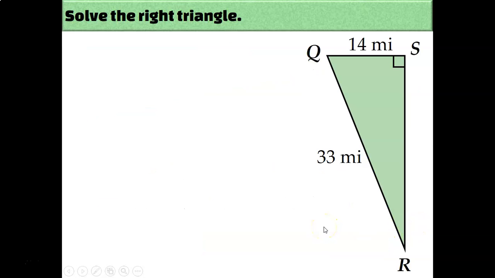I want you to try this next example on your own as well. Pause the video and try it now. Let's see how you did.